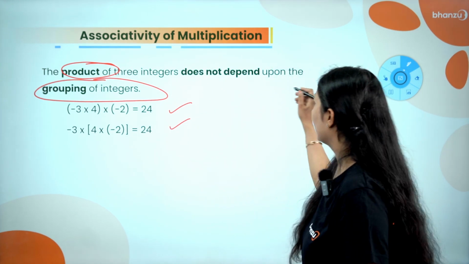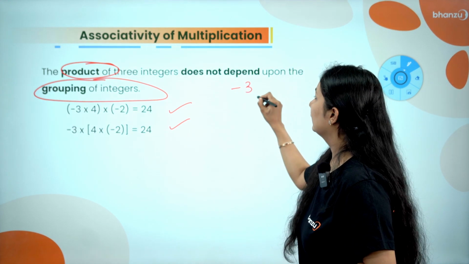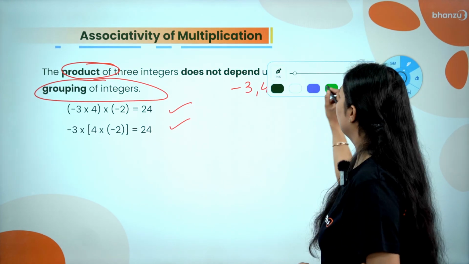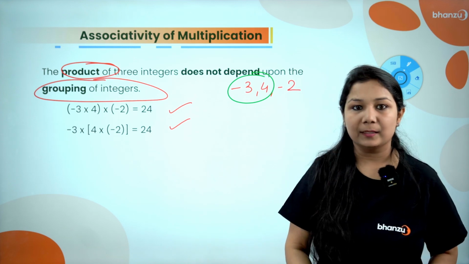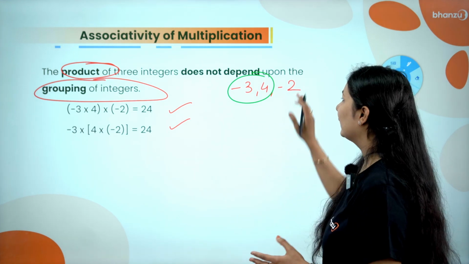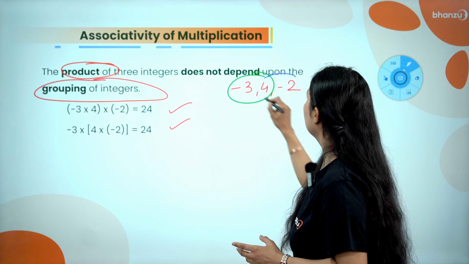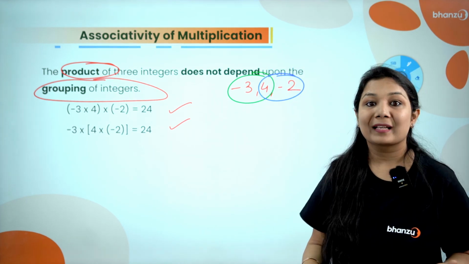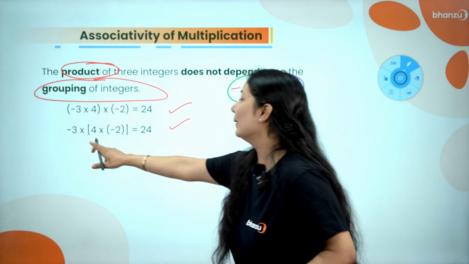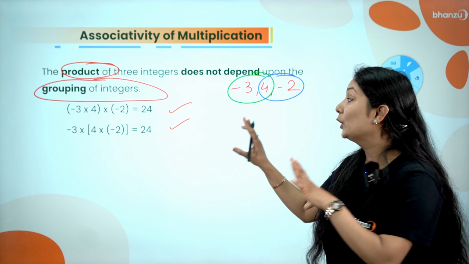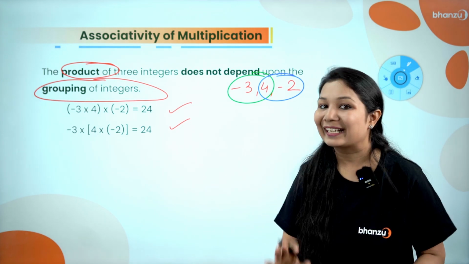Here you can see we are talking about the three integers, -3, 4 and -2. So first we are making a group of these two and multiplying them. Whatever product we get, we'll multiply by this. And the second group is for these two integers, 4 and -2, and whatever product we got, we multiplied by the first integer. So the product is still 24 only, right?